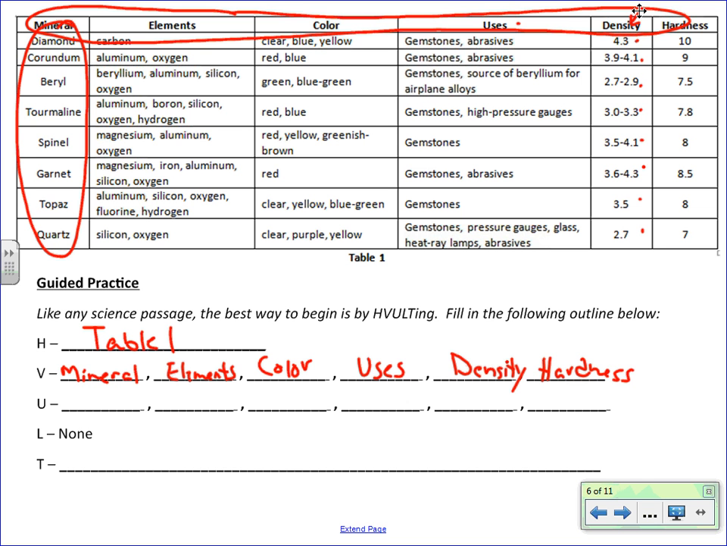The next part is units. Most of these are unit lists. So mineral, there's no units. Elements, there's no units. Color, there's no units. Uses, there's no units. Density has units of grams per mil. And hardness technically has no units.